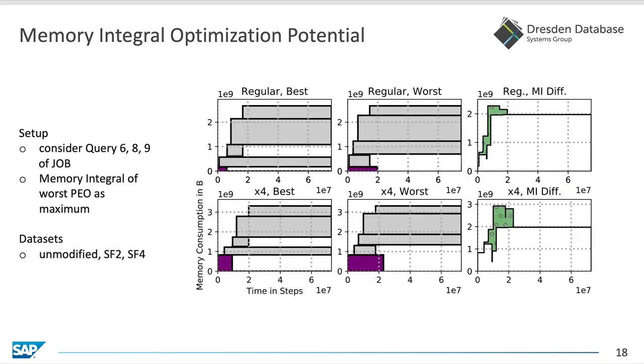This shows that we can actively find examples where it makes a difference to actually pick the individual pipeline execution order. For query 9, you can also see for the individual datasets the Gantt charts between the worst and the best PEO and the memory integral difference when using the corresponding peak graphs.